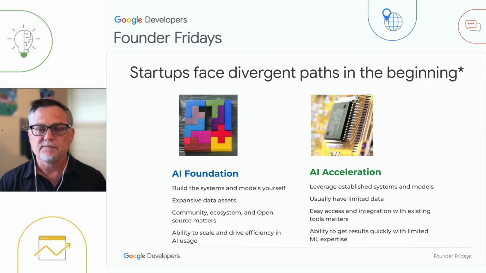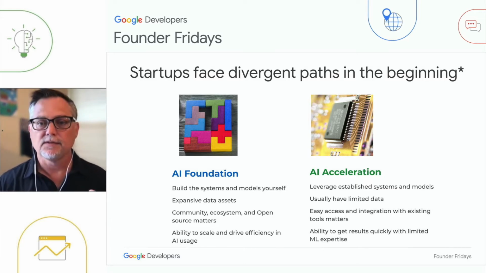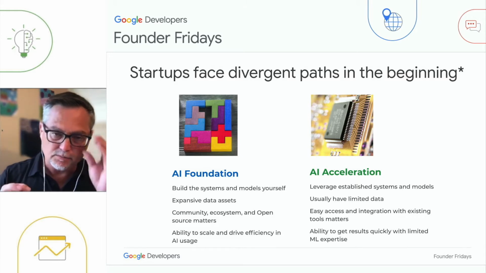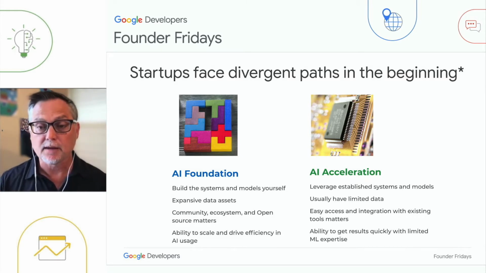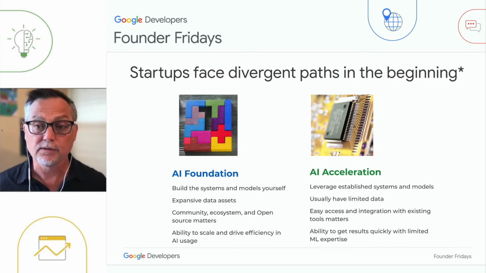Startups that are AI foundational typically want to build the systems themselves, right? They build the systems, they develop their own models. It's really your IP. They've got expansive examples, expansive data sets, and they care a lot about community ecosystems and open source, right? We're really on the bleeding edge when it's a foundational piece of your startup. And the ability to scale, the ability to do what we call machine learning operations, or ML ops, in high volume scenarios, is really important.